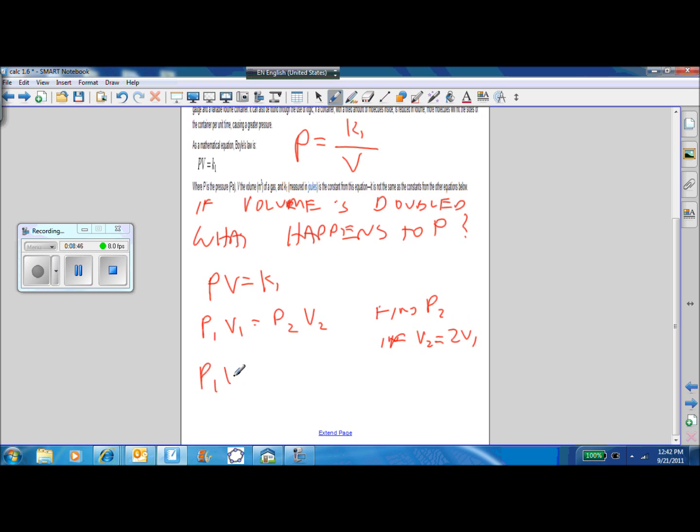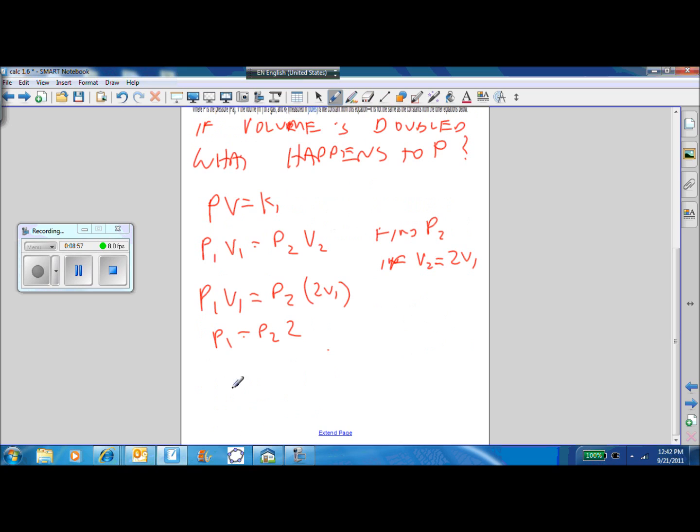Okay, P1 V1 equals P2 times, replacing V2 with twice V1. So the V1's cancel. P1 equals P2 times 2, or P2 equals P1 over 2. The pressure is cut in half if you double the volume. Okay?